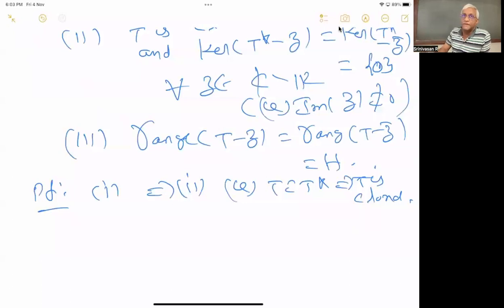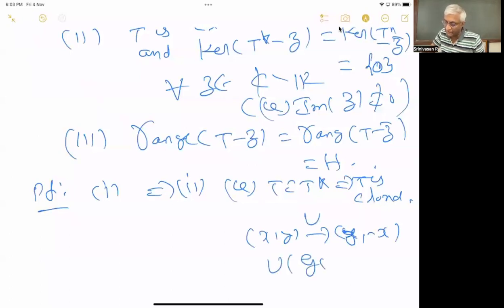Minus times flip: (x, y) goes to (y, minus x). Okay, and then take the perp. You apply that on (x, y). I mean, if you take the unitary operator on the graph, (x, y) goes to (minus y, x). Okay, this unitary operator, call it U. U of the graph of T, perp, is equal to the graph of T star.